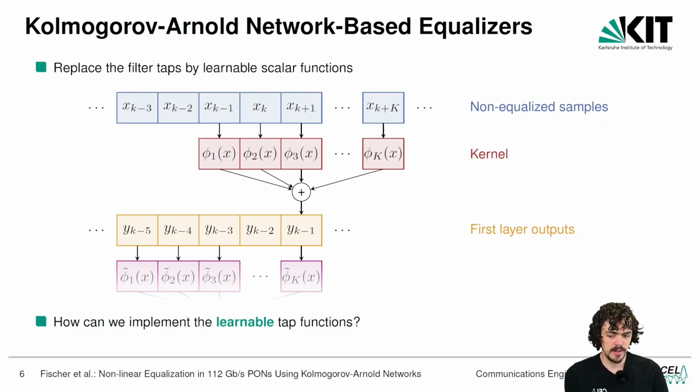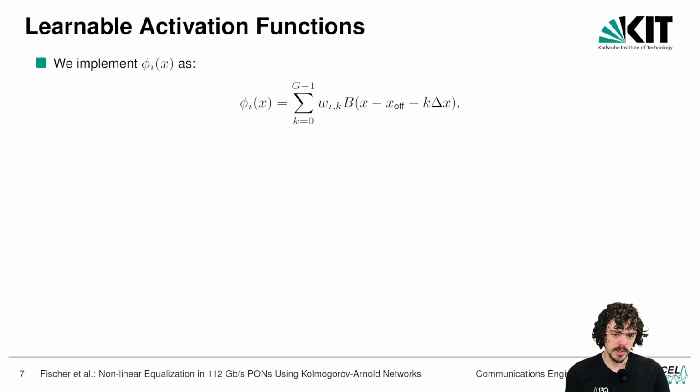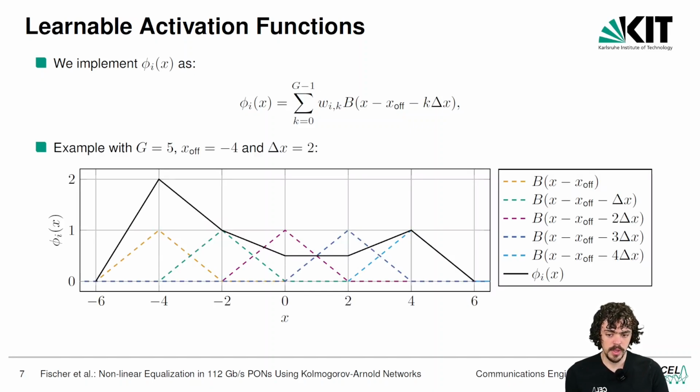And an important question that arises now is how can we implement the learnable tap functions? The way that was proposed in the literature is to use shifted sums of a basis function scaled by some linear weights. This is better visualized by an example, and in the present work we used the triangular function as a basis function. We have here 5 copies. The first copy is at -4, and then the subsequent copies are shifted by a value delta x of 2.